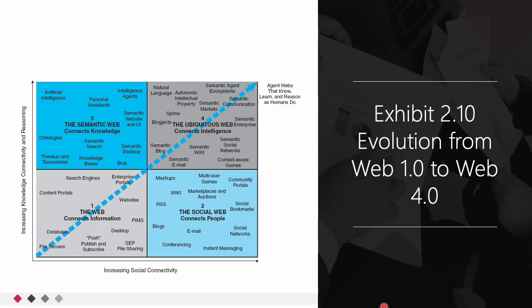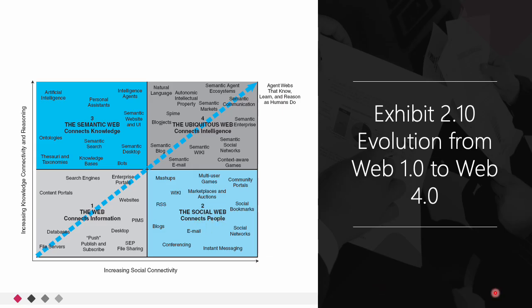So Web 1.0 was like a massive digital library. You could read information, search for it, and find static websites. It was primarily about consuming content. And then it comes to quadrant two, where the social web connects people.